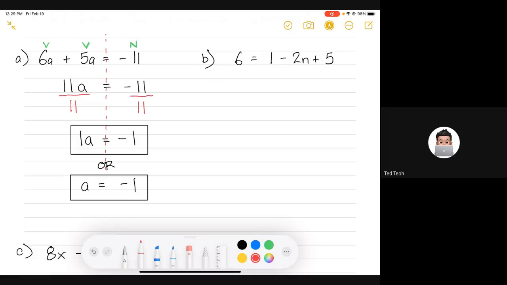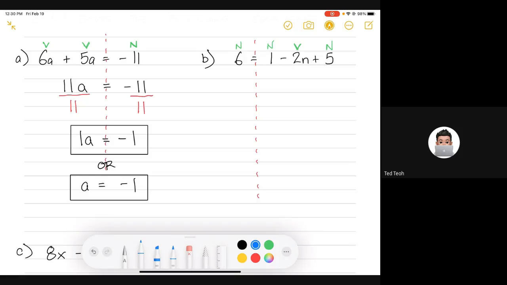I'm going to draw a dotted line where the equal sign is. I'm going to write the letter V's and N's above each term. 6 is an N, 1 is an N. This negative 2n is a V. There's a variable there, there's a letter. And this 5 is an N. So in this question, you're going to notice there's N's on the left side and the right side. I only have one V, so I'm just going to leave that V on the right side.